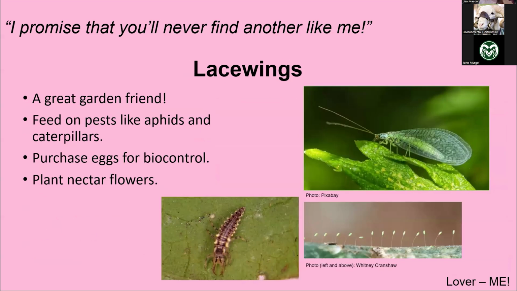Lacewings are another garden friend you absolutely want and probably have in your landscape. They are attracted to lights at night, so you'll oftentimes see them flying around your porch light. They are ferocious predators of aphids and small caterpillars. So here's what their larva looks like. And look at those pinchers in this picture.